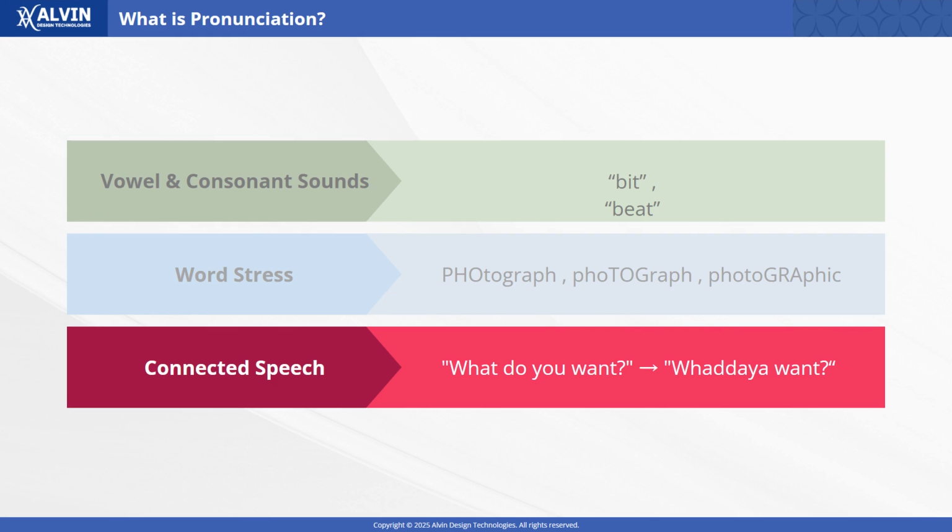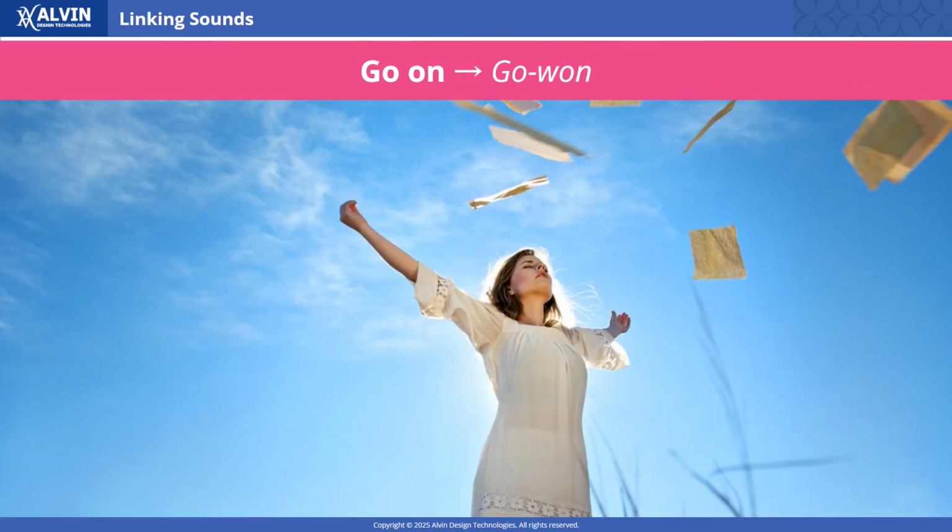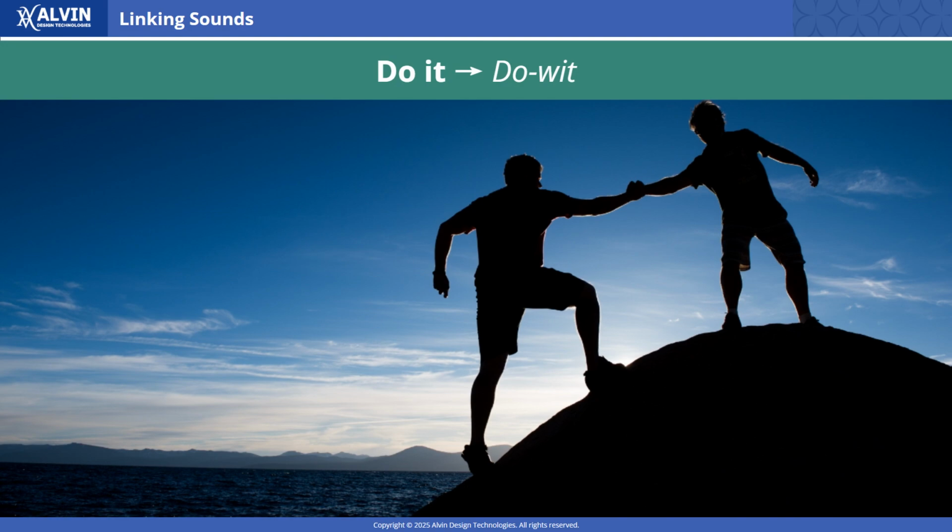Connected speech is the way words blend together in natural, fluent conversation. Instead of pronouncing each word separately, native speakers link, drop, or change sounds to speak more smoothly and quickly. Here are a few examples on linking sounds, which occurs when the last sound of one word connects to the next word. Go on. Go on. Do it. Do it.